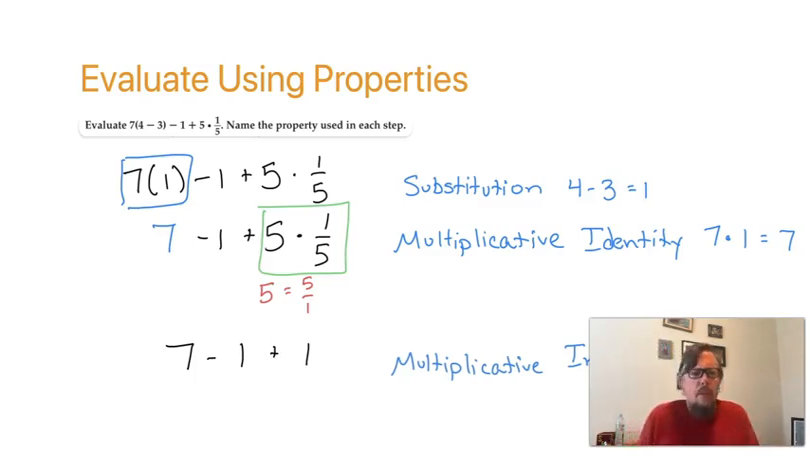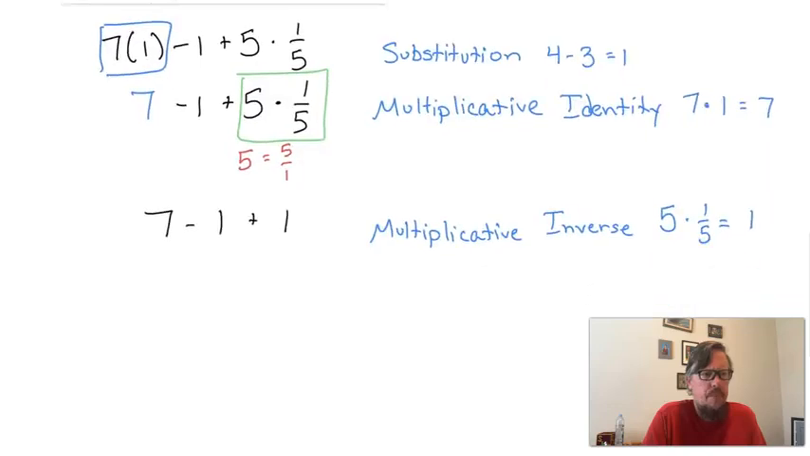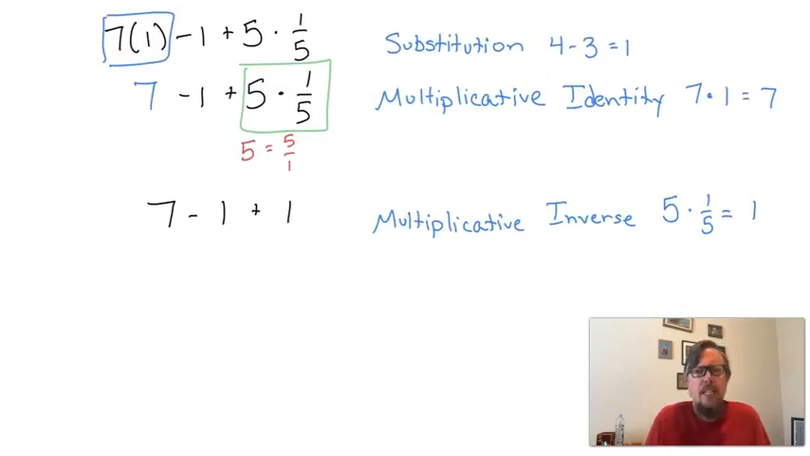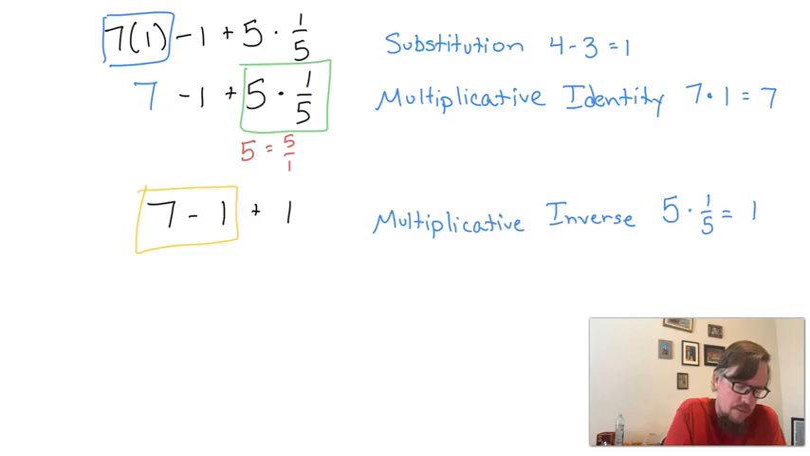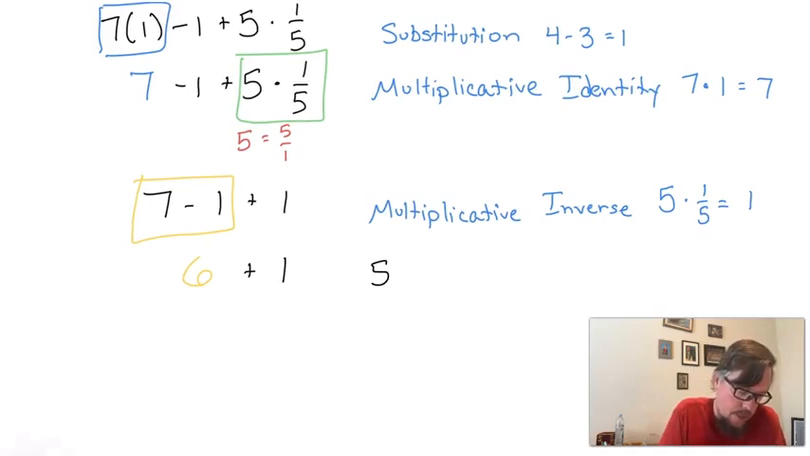Okay, the only two operations left here are subtraction and addition. Moving from left to right, like our order of operations says to do, we're going to do the subtraction first. 7 minus 1 is 6. So we have 6 plus 1. We replaced the 7 minus 1 with 6 because 7 minus 1 and 6 are equal. So again, we are using substitution.